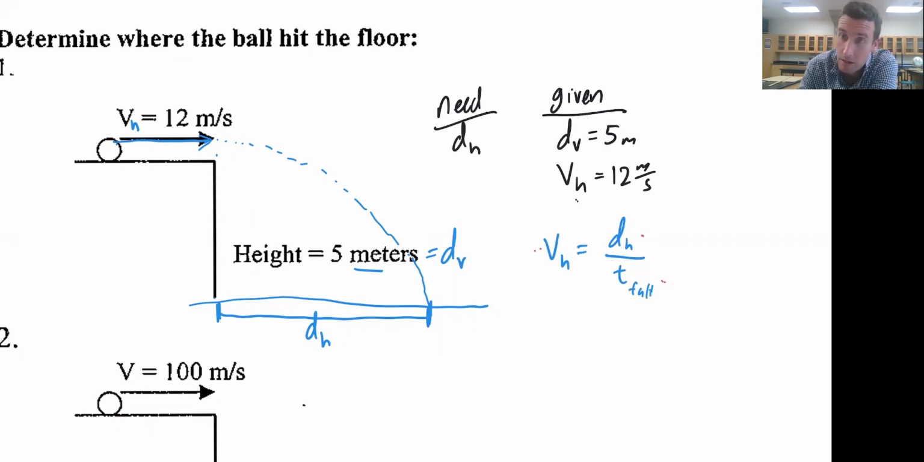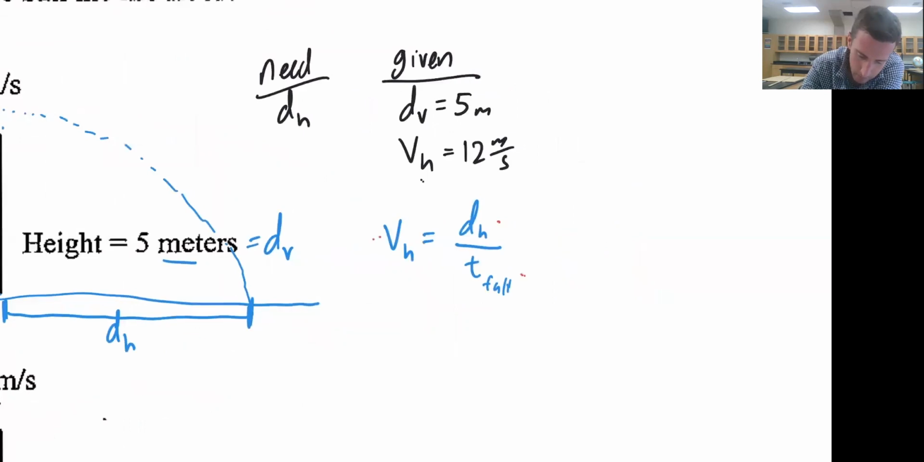Okay, so now I have a new need, right? My new need over here, now I need a time of the fall. Now I know that falling time is controlled by vertical motion, right? Because it's falling vertically and it falls due to gravity, right? Acceleration due to gravity. So I have a vertical distance. I know acceleration due to gravity because I always know acceleration due to gravity.